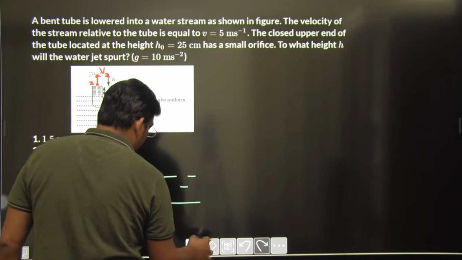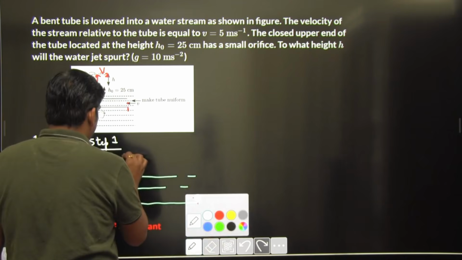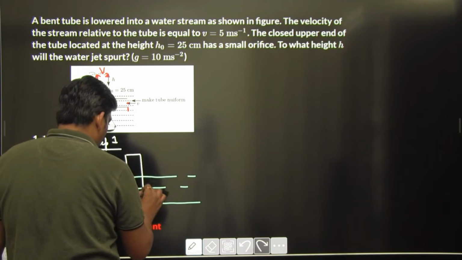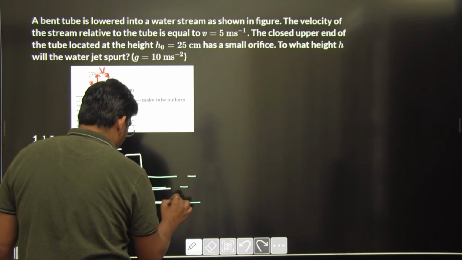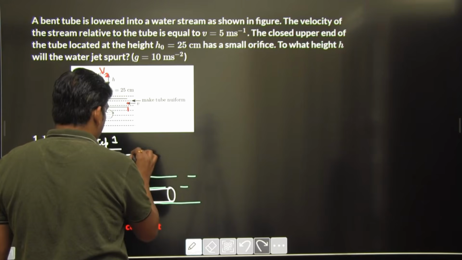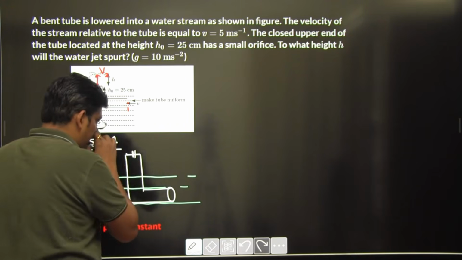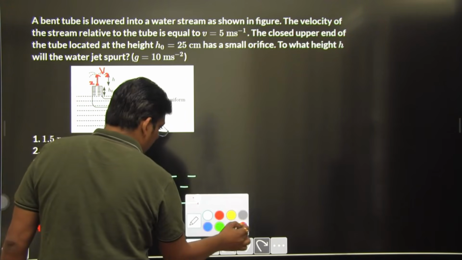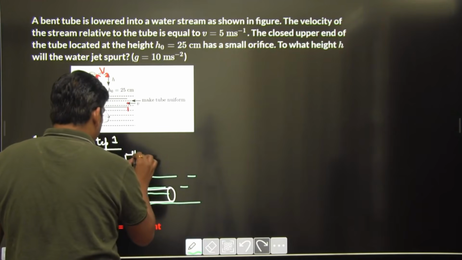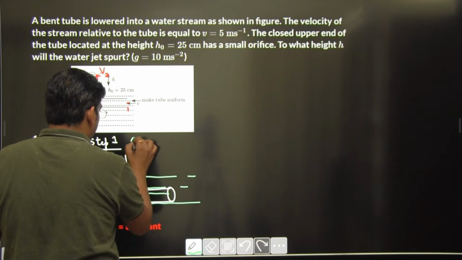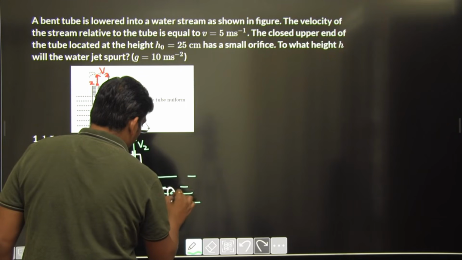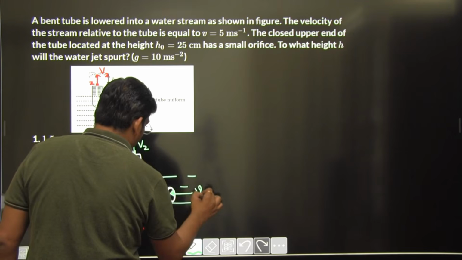So this is the water surface, dear students, and this is the closed end. This is the pipe, again, and it had some orifice here. Anyways, now liquid is flowing through the pipe, and it emerges as a jet. It emerges out with velocity v2 and it enters here with velocity v1, dear students.